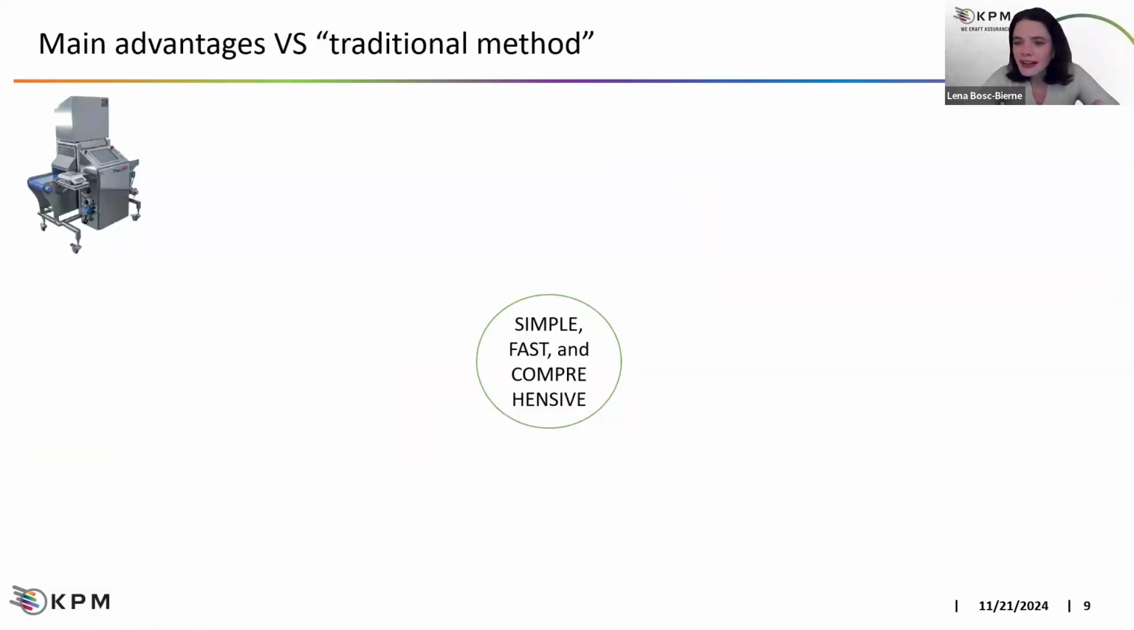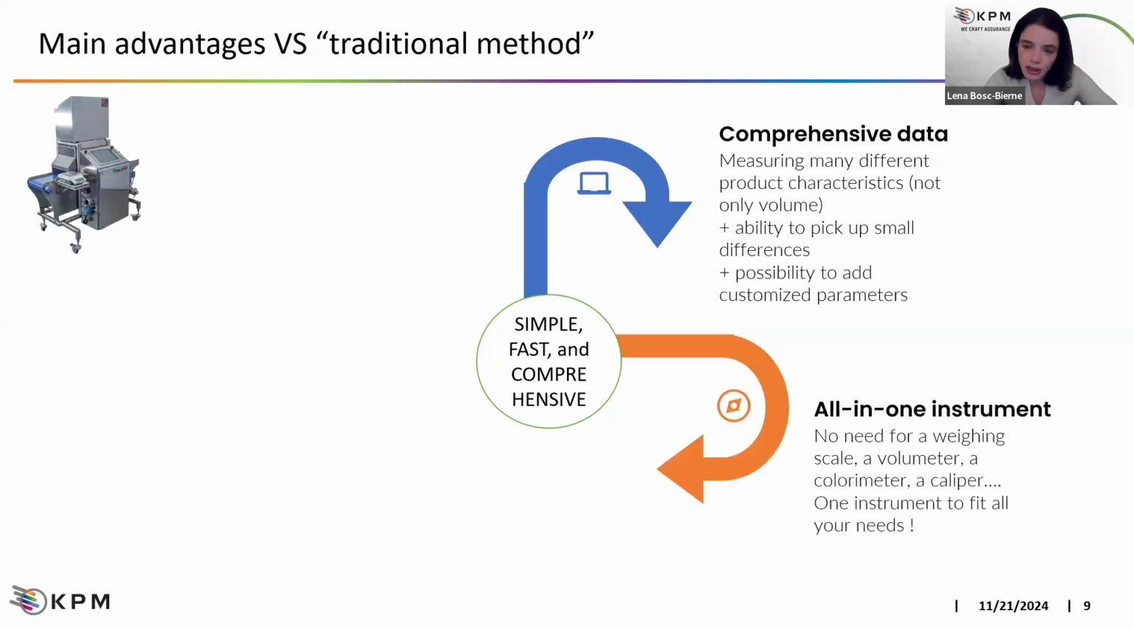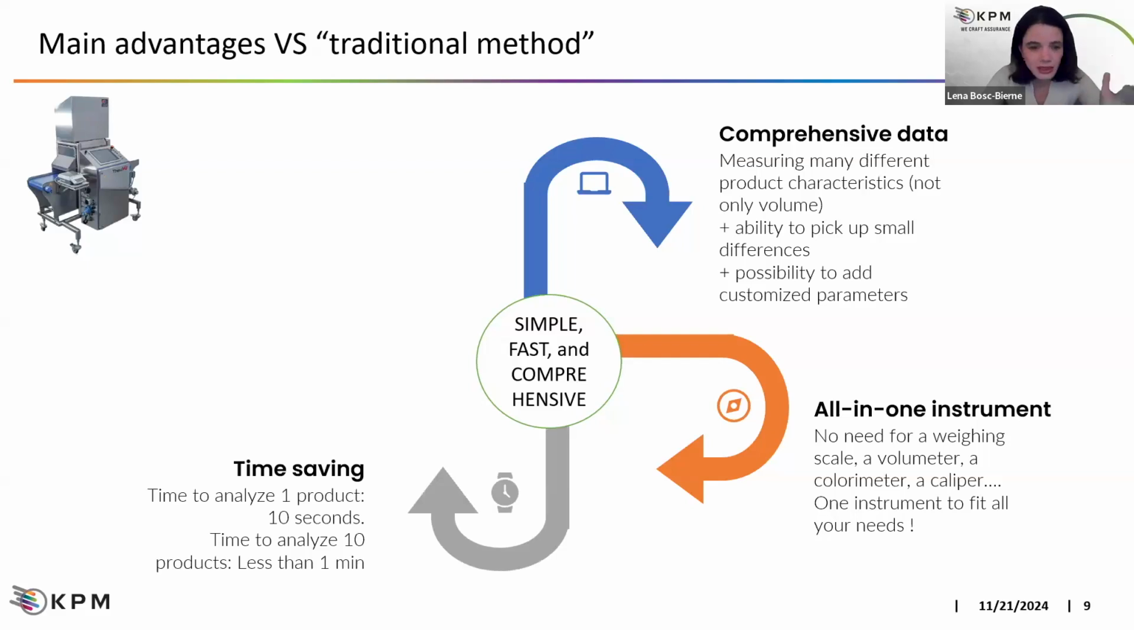So I feel like I'm going to repeat myself, but let's go for it. It's a very simple, fast, and comprehensive system. Comprehensive because it measures at the same time many different aspects of the final product. It's very precise, and so you can see really small differences. And you can add customized parameters again to see really what is important to you. It's an all-in-one instrument. You don't need anything else. It's very efficient, very fast. You put the product, you have the results.